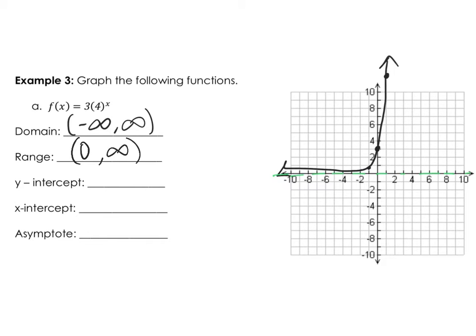On the y-intercept, it looks like we were crossing at (0, 3). For the x-intercept, we were never touching that x-axis, so I'm going to say none. Now, this will not always be none, but on this one, it is. Okay, and then our asymptote, again, we have to say y equals, and that number we were getting really, really close to, but not touching, was 0.